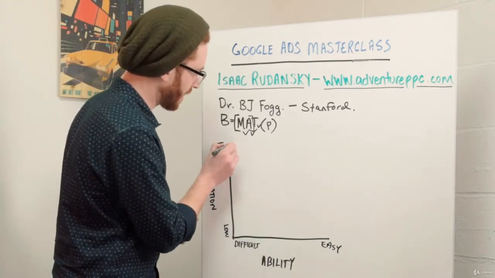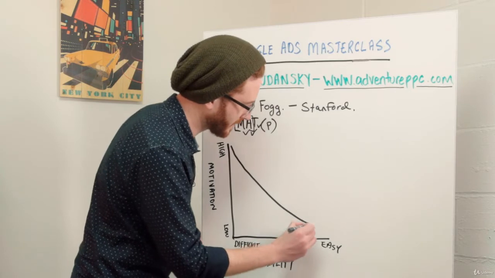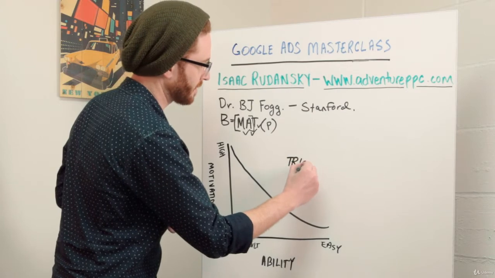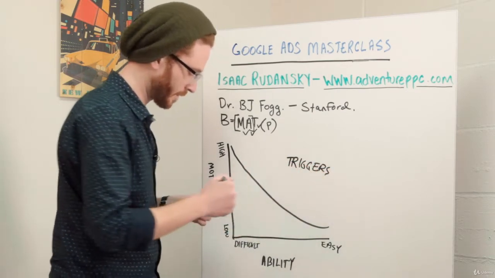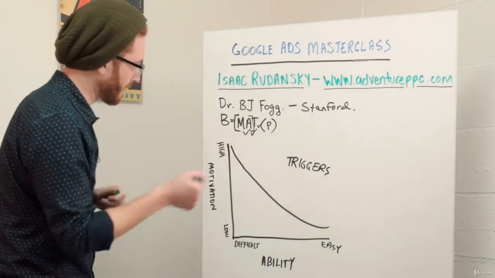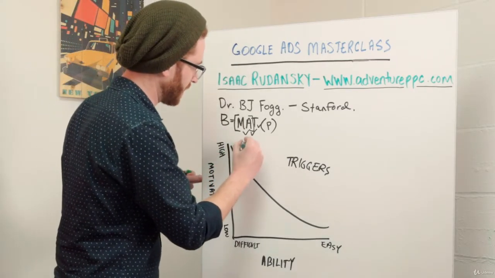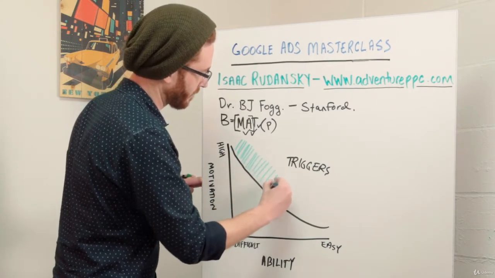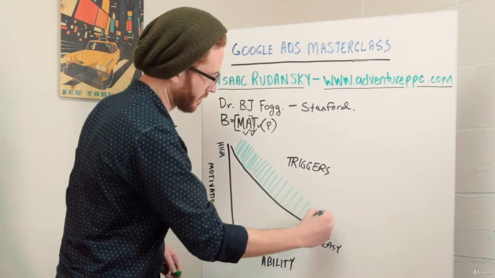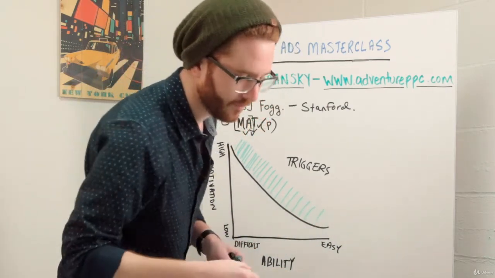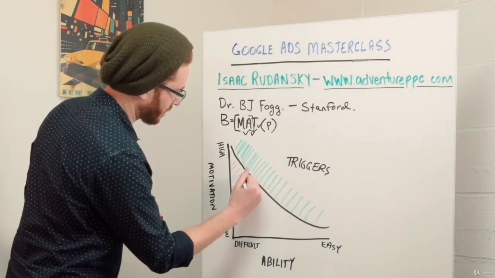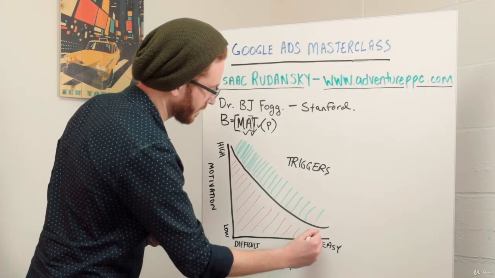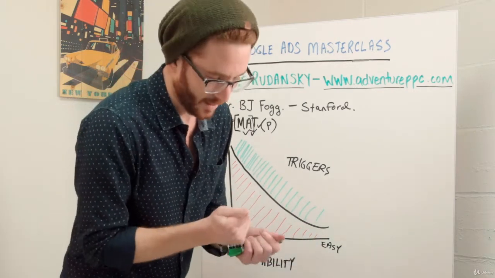Now here's your action line. And you need triggers or prompts, of course, to get that behavior to happen. Now, the prompts are going to succeed on the right side of this line. You're going to have successful behaviors over here, so I'll label that in green. Your behaviors are going to fail over here to the left of the line. This is where you're going to fail to get that action you want to happen. This is the Fogg behavioral model. It's really simple. It's really straightforward.